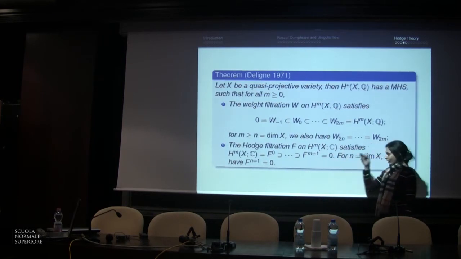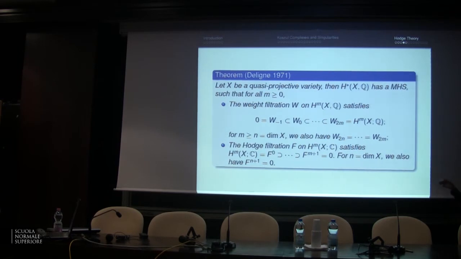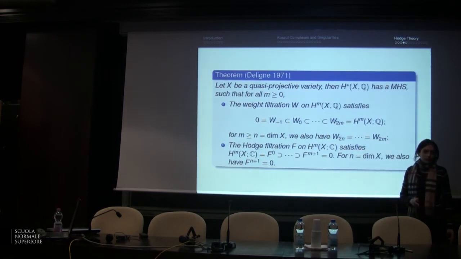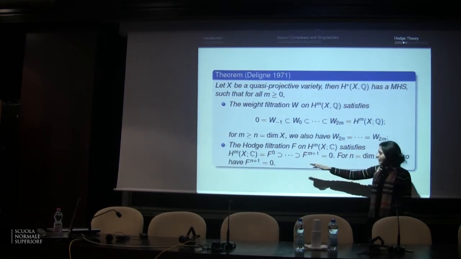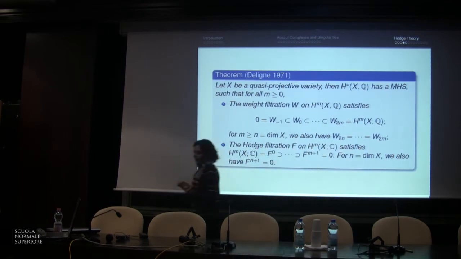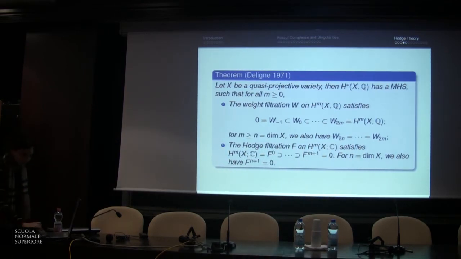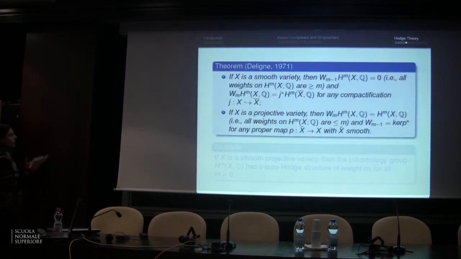it starts at m plus 1, except if n is equal to the dimension of X, then in this case it starts at F^{n+1}. Okay, so if m is greater than n, it stops somewhere here at F^{n+1}. If m is less than n, it stops at F^{n+1}. And he also proved that if we have a smooth variety, then all the weights are greater or equal to n, and if we have a projective variety, all the weights are less than or equal to n. So in this case, if we have a smooth projective variety, we get only the weight m, and H^m(X) will be pure of weight m, which is what we have said before.